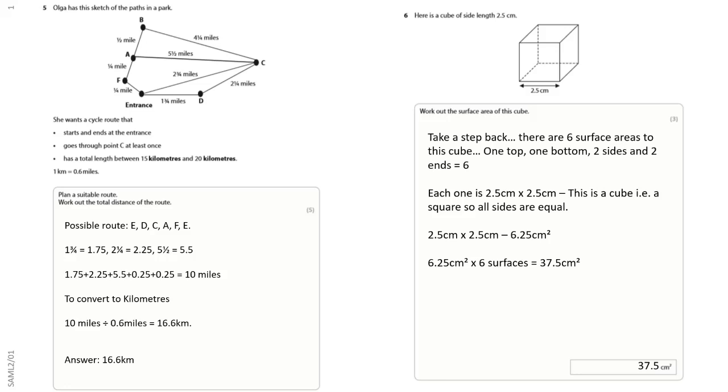However, the next question you need to read carefully. Take a step back, because there are 6 surface areas to a cube. 1 on the top, 1 on the bottom, 2 sides and 2 ends. That gives you 6. Because it's very easy to get caught out with an image like that. You think, oh, it's only perhaps 2 sides and a back and the top. You forget the bottom. So remember the bottom part of it.